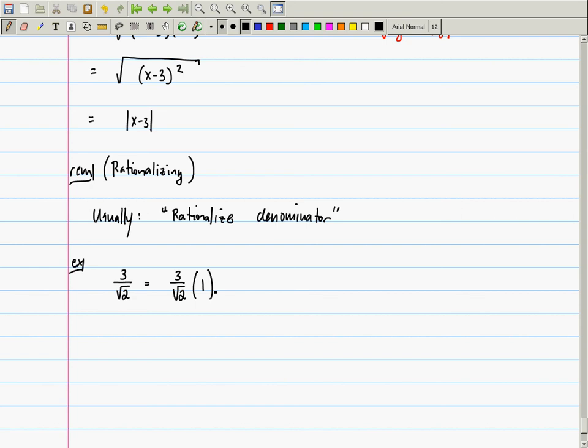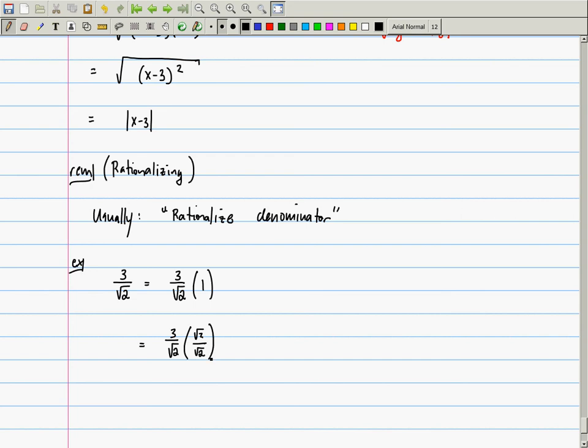Okay, but what we need to do is cleverly choose 1, the representation that we want. So then specifically, 3 over the square root of 2, and then what I'm going to do is multiply by the square root of 2 divided by the square root of 2, right?